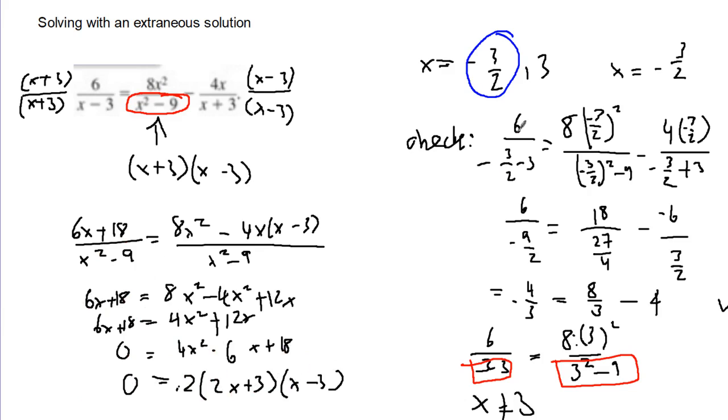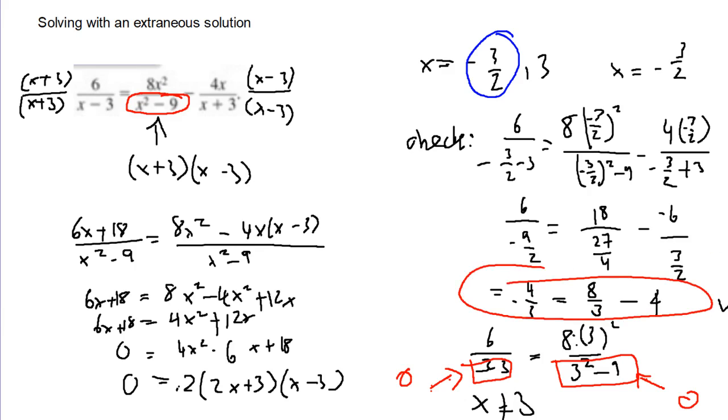This comes out pretty nice. You'll get negative 3 halves and 3, right? You plug it all in, but look, this 3 is 3 right here. 3 minus 3 is 0. And this 3 squared minus 9 is also 0. So x cannot be equal to 3. So it has to be the other solution, negative 3 halves, because negative 3 halves clearly works.